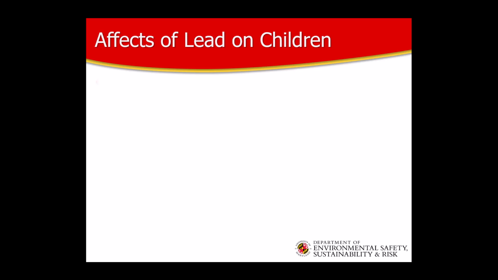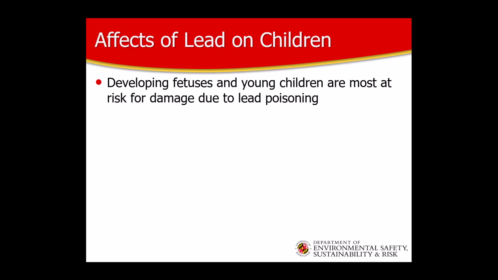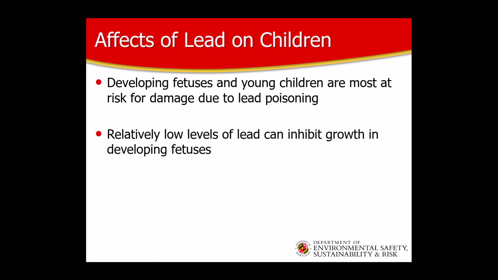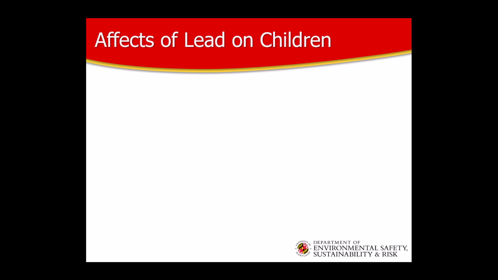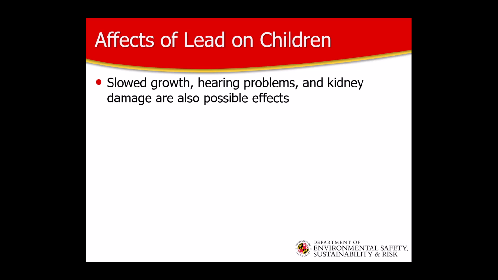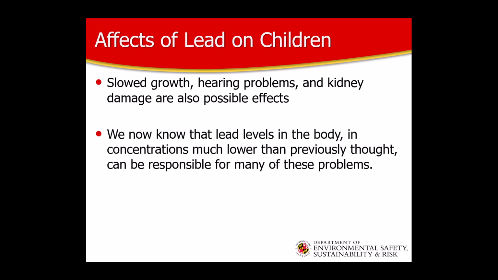Developing fetuses and young children are most at risk for damage due to lead poisoning, which may cause irreversible damage to the developing nervous system, resulting in behavioral and learning problems. Other effects lead may have on children are slowed growth, hearing problems, and kidney damage. We now know that lead levels in the body, in concentrations much lower than previously thought, can be responsible for many of these problems.